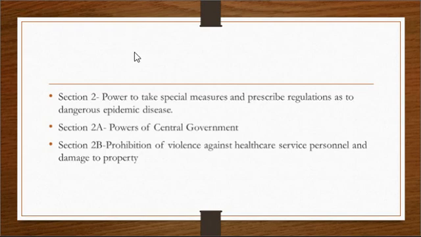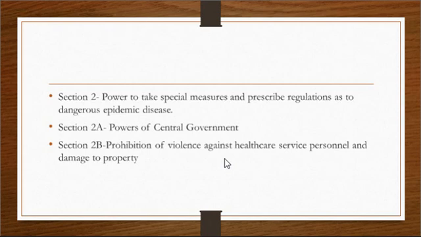All right. Now see, if we talk about the Epidemic Act 2020, the amendment. The amendment of 2020 has invoked section 2B also, in the previous act. And section 2B provides that no person shall indulge in any act of violence against a healthcare service personnel, or cause any damage or loss to any property during an epidemic.